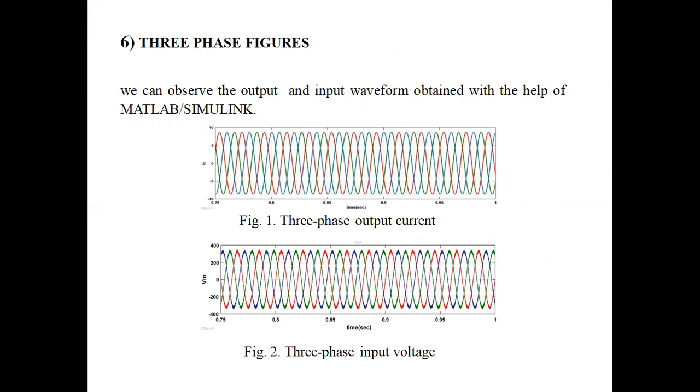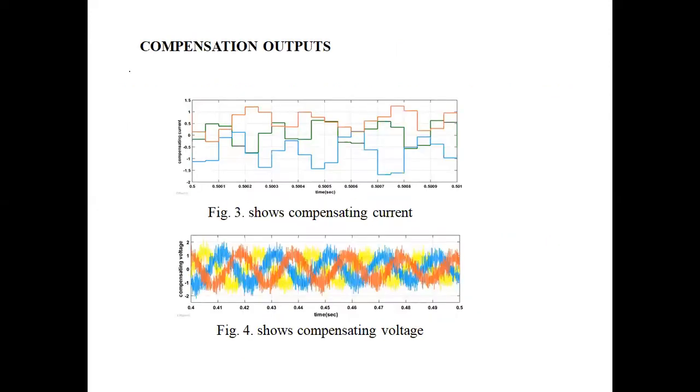Figure 1 shows the three-phase output current, with the x-axis showing time in seconds and the y-axis showing output current. Figure 2 shows the three-phase input voltage, where the x-axis shows time in seconds and the y-axis shows the input voltage. These are compensation outputs. Figure 3 shows the compensating current, where the x-axis shows time in seconds and the y-axis shows the compensating current. Figure 4 shows the compensating voltage, where the x-axis shows time in seconds and the y-axis shows the compensating voltage.